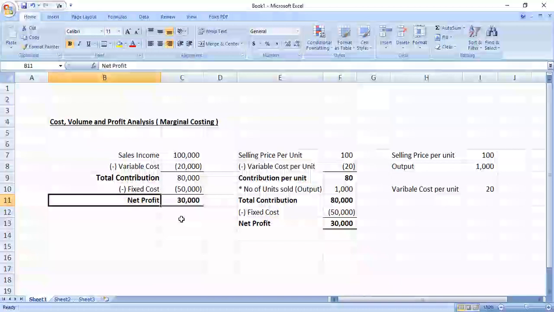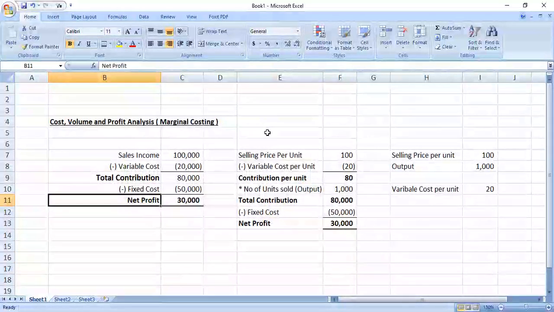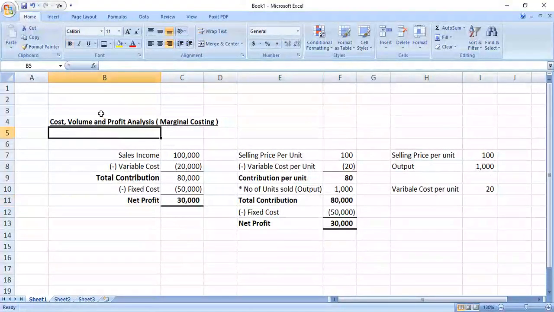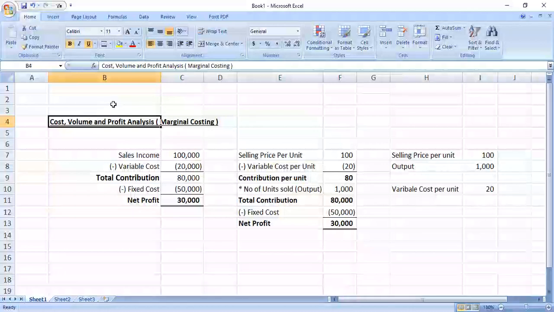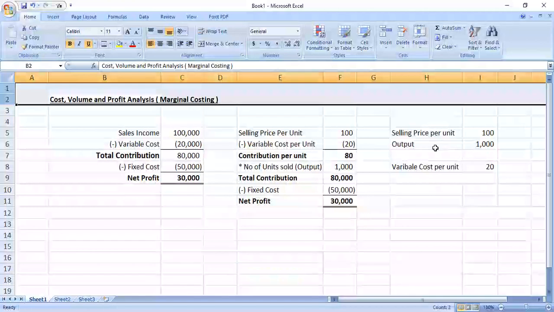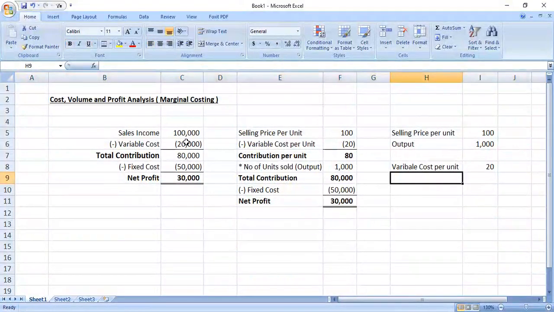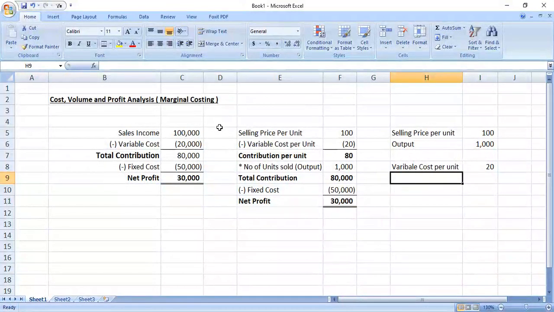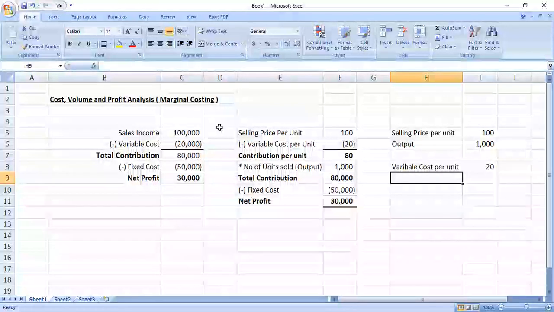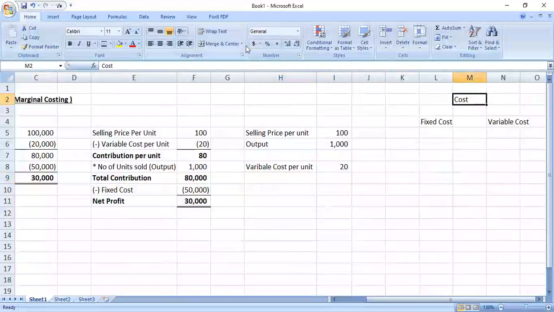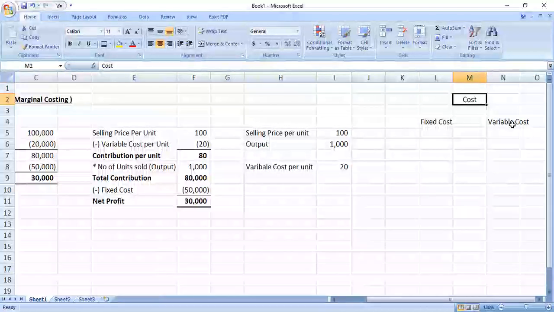So if you know this format, all the concepts relating to cost volume profit analysis can be learned. It's very easy then, right? If you understood this format, you can understand the remaining stuff. It's very simple actually. In cost volume profit analysis, how do we classify our main cost? Mainly the cost is classified based on its behavior, which is as fixed and variable.